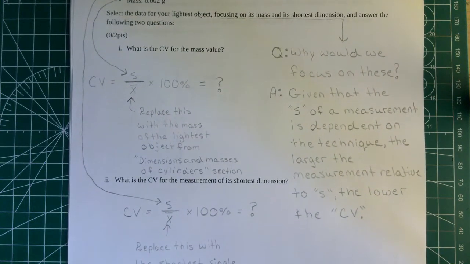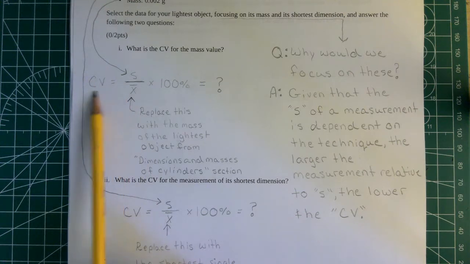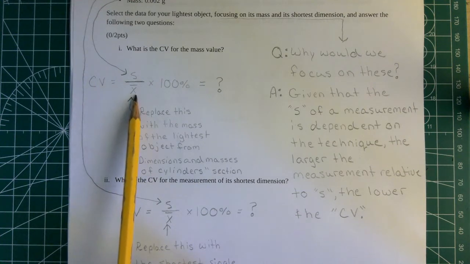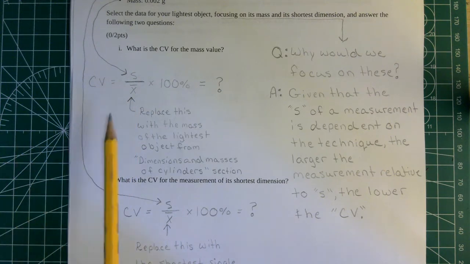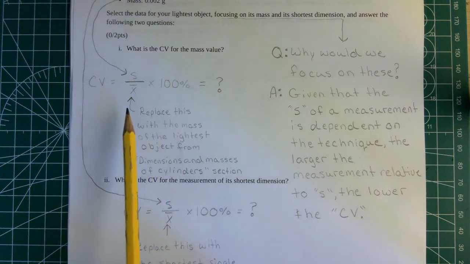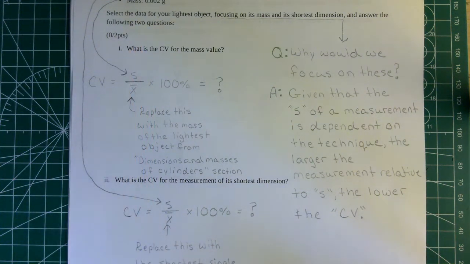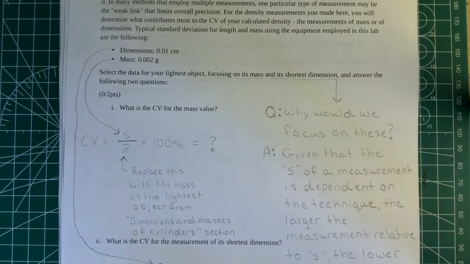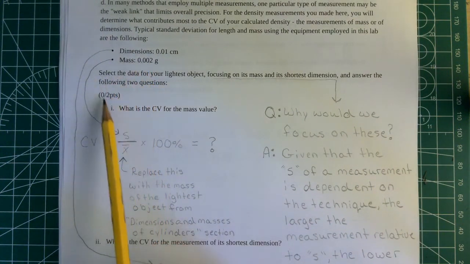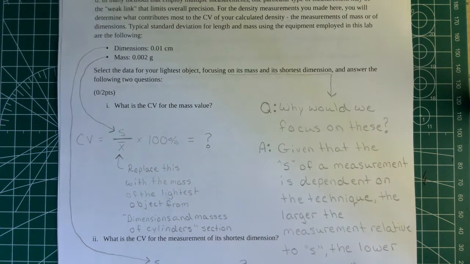and what we're going to do, this is why this is a little confusing, typically, when we were doing CV, we put in an average value here. But this time, we only have one data point. That one data point is the one for the lightest object. Okay, so we're going to put the mass for the lightest object in here. And then we're going to take the standard deviation for the mass up here. We're going to plug it in right there. We'll multiply that by 100%, and that will be the CV value that we're looking at.